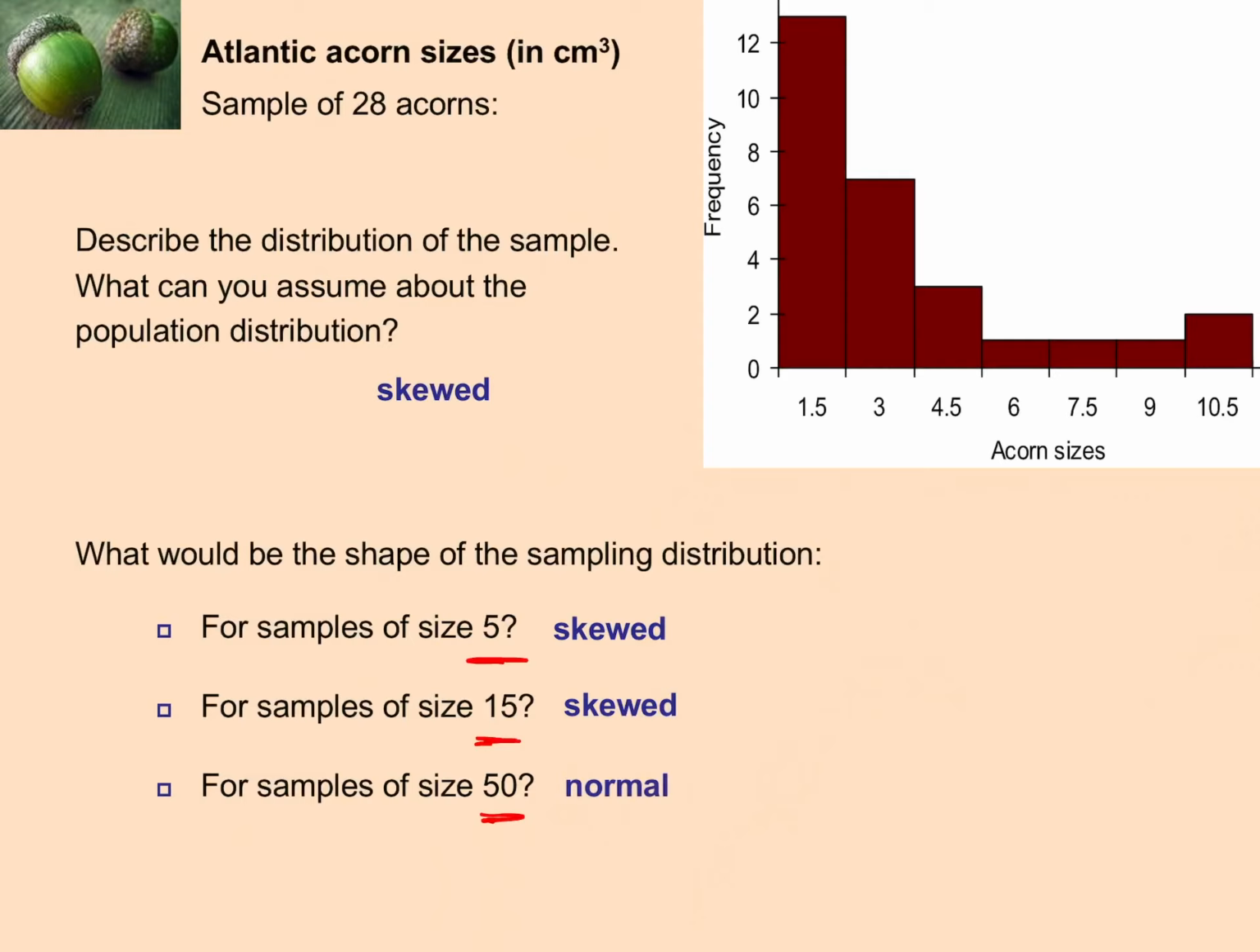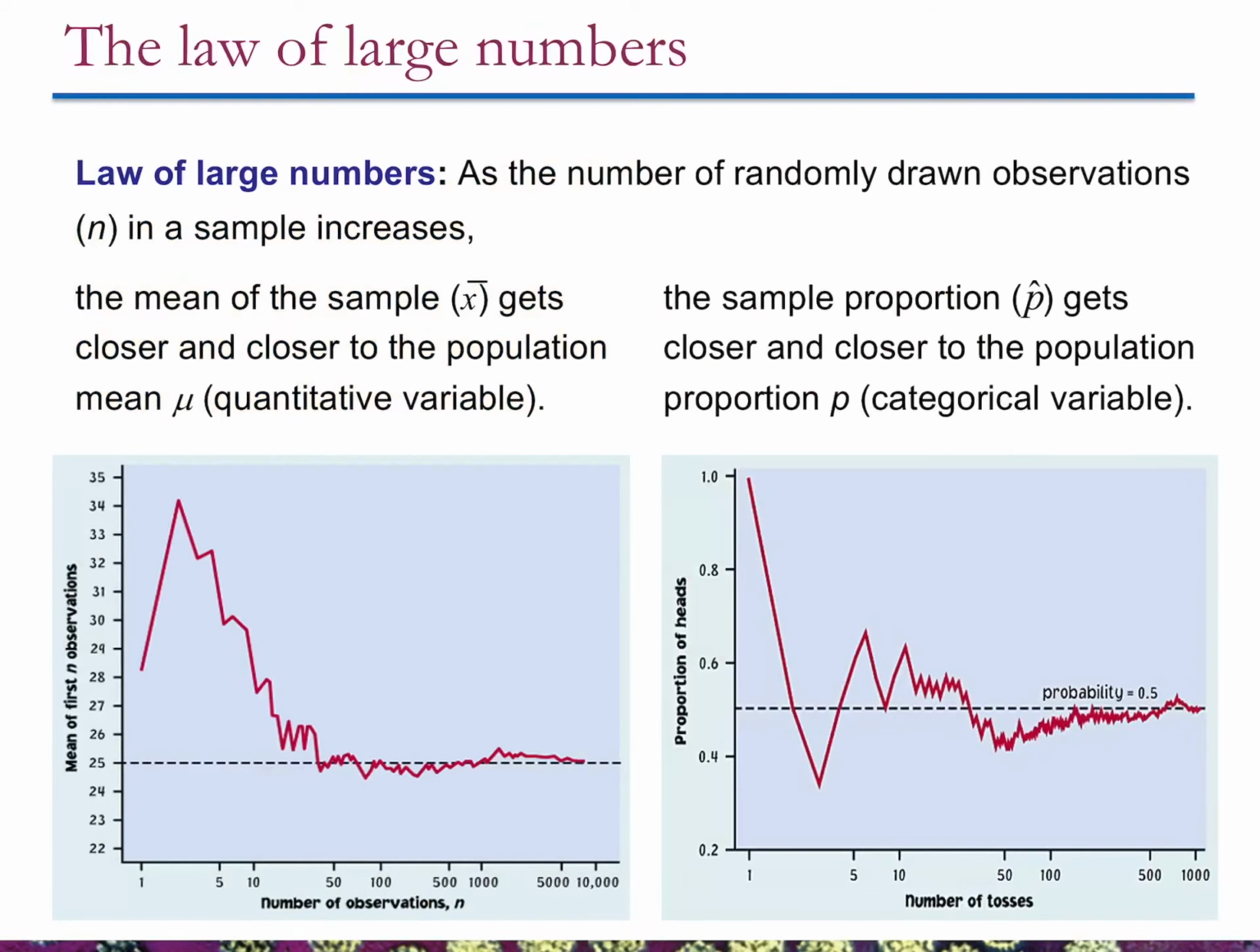So that's why this is important. A single sample will tell you a lot about what the population looks like. From that, you can judge how large of a sample you need to get a normal sampling distribution.